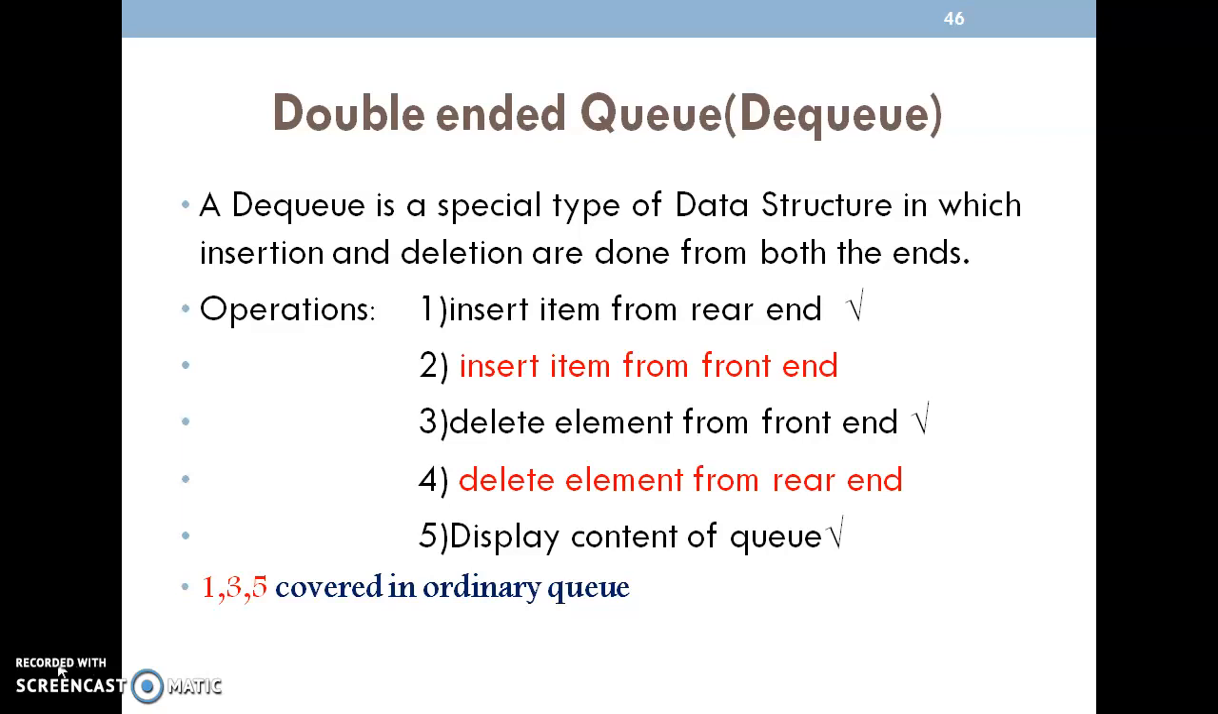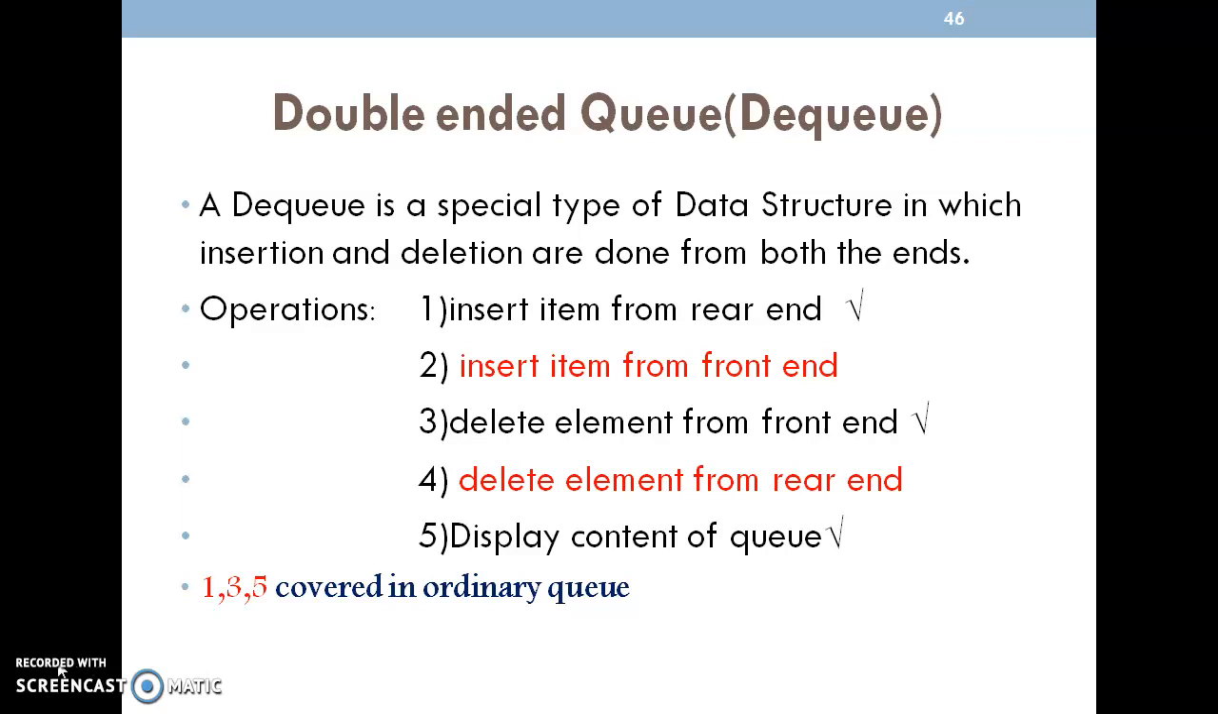In today's class, I am going to explain the third type of queue. The name is double-ended queue, or you can say it as DQ. The first type of queue is the ordinary queue. The second type is the circular queue, and the third type is the double-ended queue. The name itself indicates that a double-ended queue is one where elements can be inserted and deleted from both the ends.